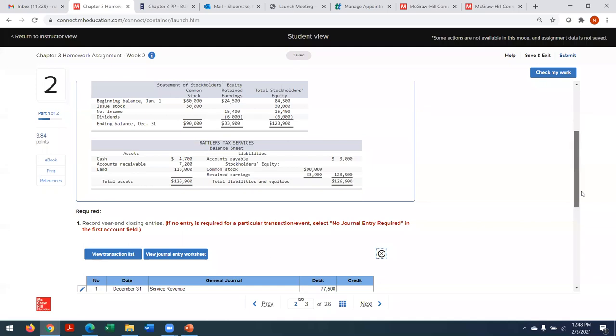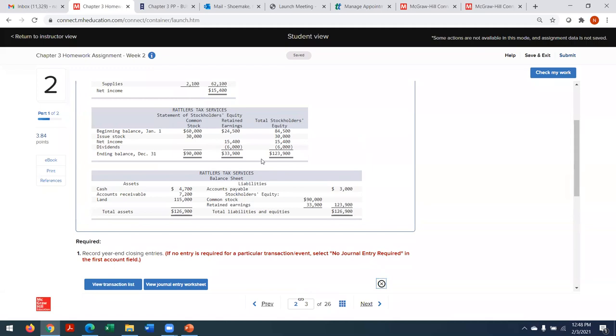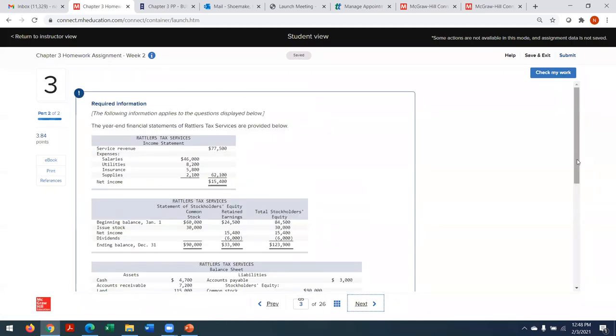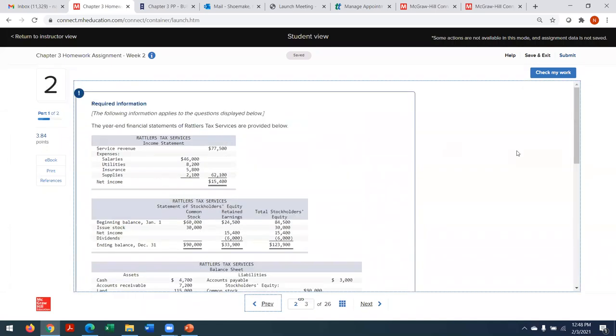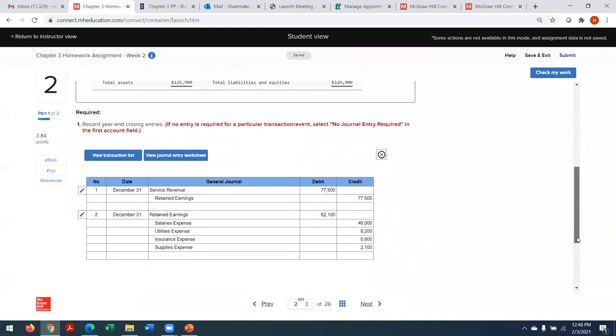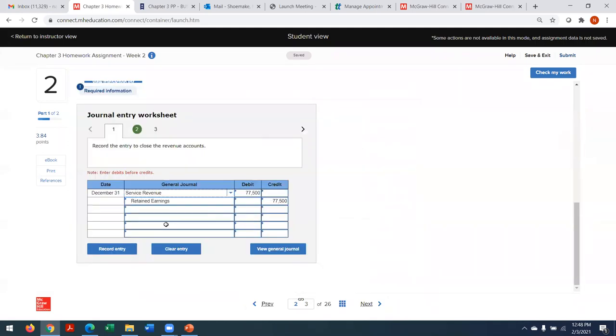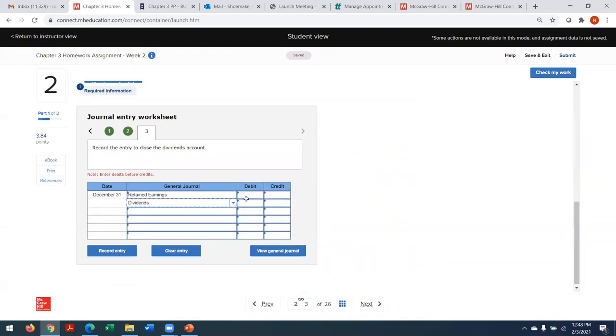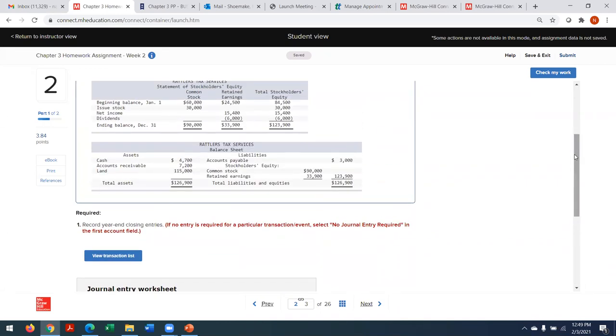Then, if we had dividends, which we do, we're going to need to record an entry to close out our dividend account. Here it is. Close out the dividend account. We will debit our retained earnings and we will credit our dividends to record the closing of 6,000 of our dividends. We do that because when we start the next period, we want our revenues to start at zero. We want our expenses to start at zero and our dividends to start at zero.